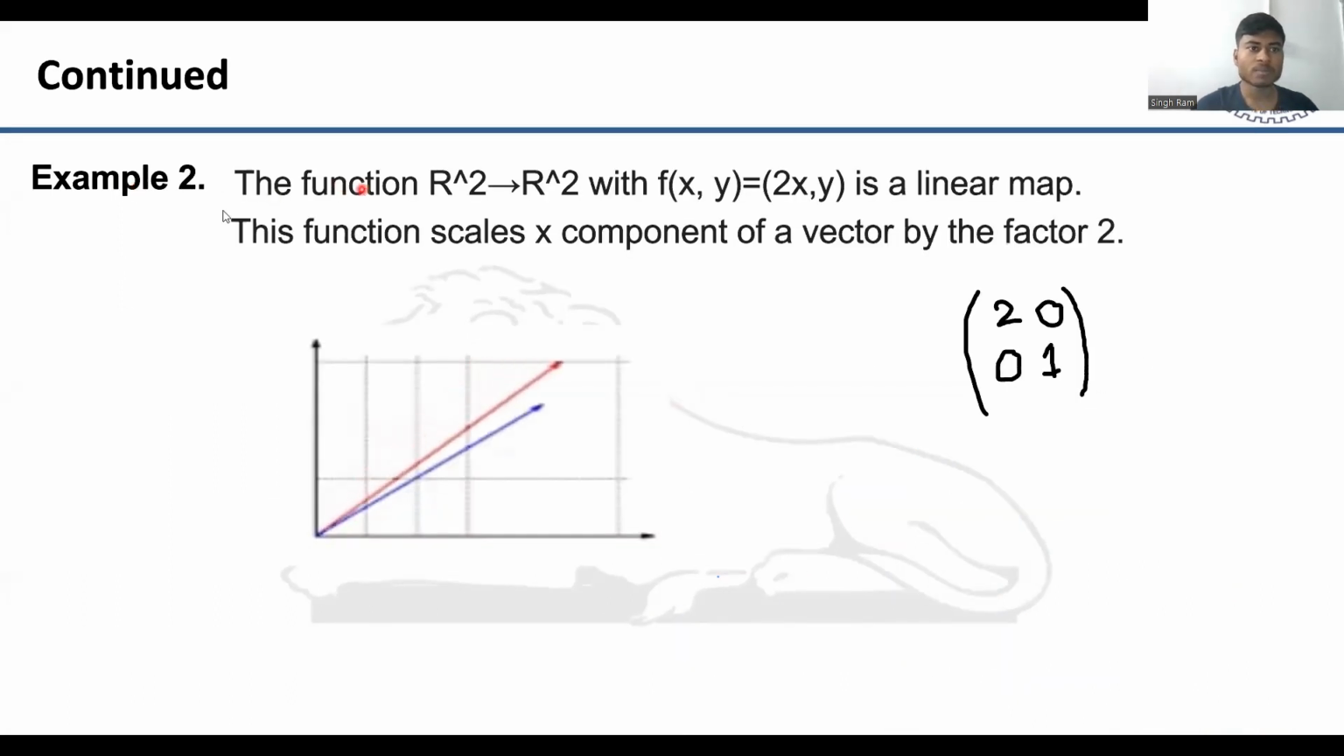Let's take another example, which is the transformation from R2 to R2 with f of x, y equal to 2x, y is a linear map. We all know that already. This function scales the x component of the vector by the factor 2. Now, for this linear map, how will we get the matrix? Let's do it.